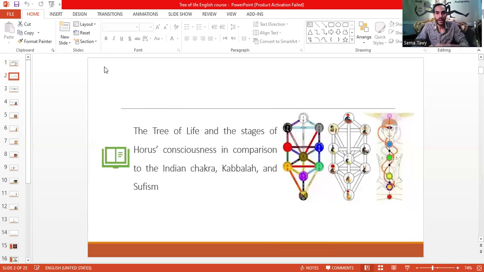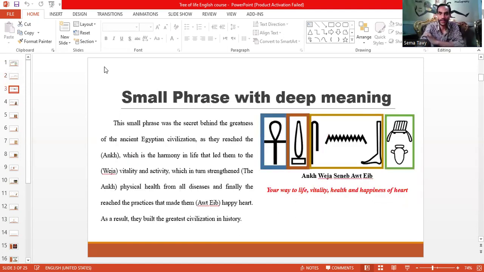Today, we will speak about the stages of Horus consciousness, and we will make a small comparison between the ancient Egyptian concept and the Indian concept, Kabbalah and Sufism. And we will catch the similarity between all these schools. We will start with a small phrase, but with deep meaning.